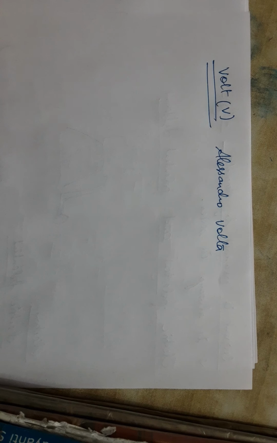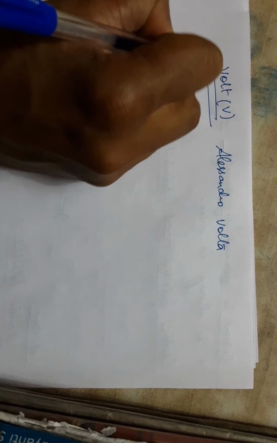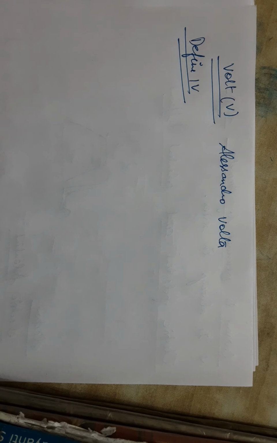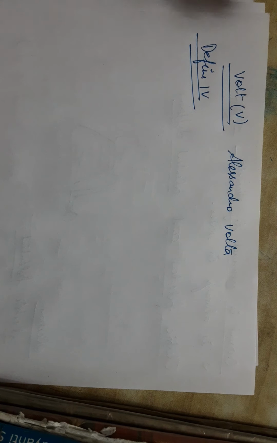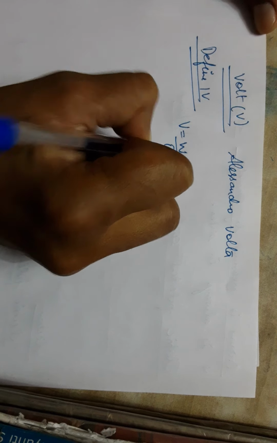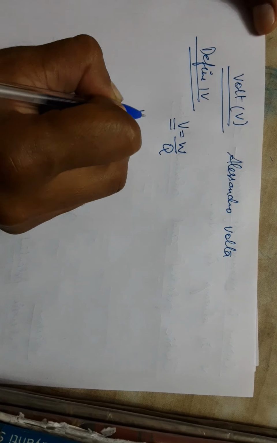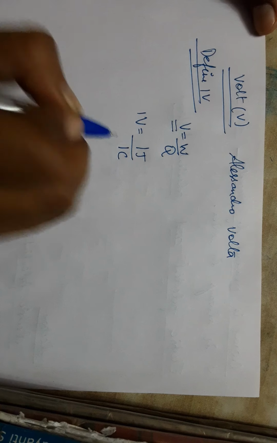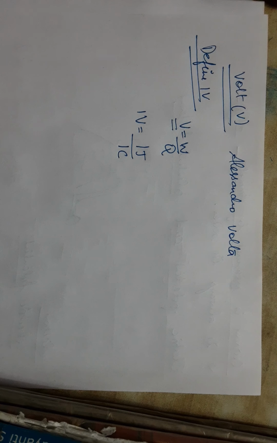Now, again, if you want to define the unit of potential difference, then we have to define 1 volt. अगर आपको क्वेश्चन आता है define unit of 1 volt, या क्वेश्चन ऐसे भी आ सकता है when is potential difference said to be 1 volt, तब it is very easy to define 1 volt. We know V is W upon Q. Potential difference is 1 volt when 1 joule of work is done to move a charge of 1 coulomb from one point to the other in an electric circuit.